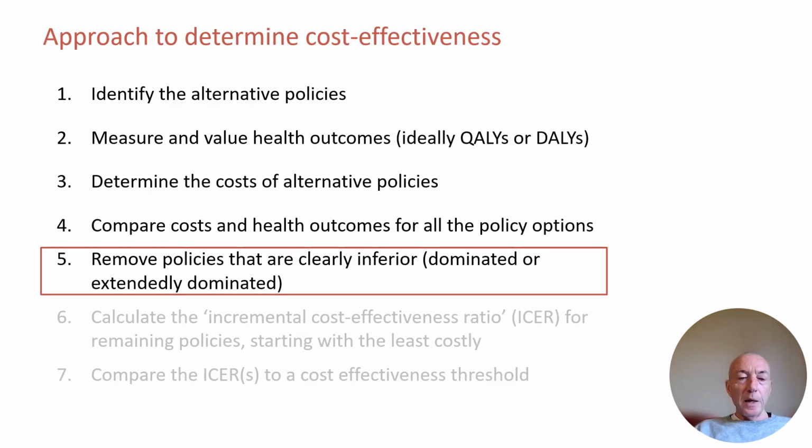So coming back to our list of the approach to determine cost effectiveness, we're now on to number 5, which is to remove policies which are clearly inferior. So that means they're dominated or extendedly dominated. And we'll see what that means.